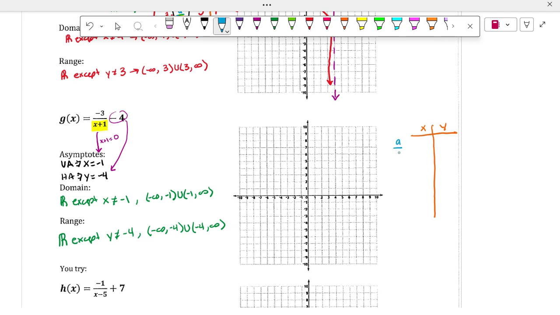So, remember, we're shooting for these for our x values.